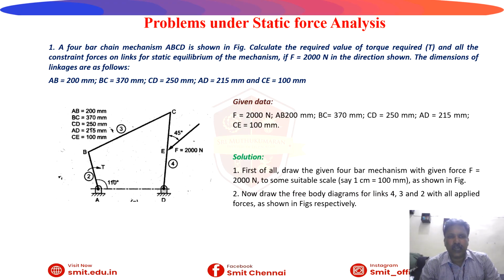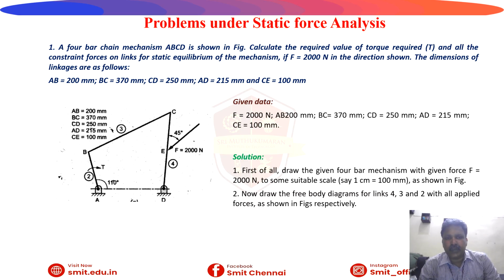That is the dimension of the links: AB equal to 200 millimeters, BC equal to 370 millimeters, CD equal to 250 millimeters, AD equal to 215 millimeters, and CE equal to 100 millimeters. So every time the students must be familiar in taking the given data. Here the force is clearly given as 2000 Newton in the problem. There is no need of any conversion of any unit. For drawing the diagram only we have to change on to the scale.